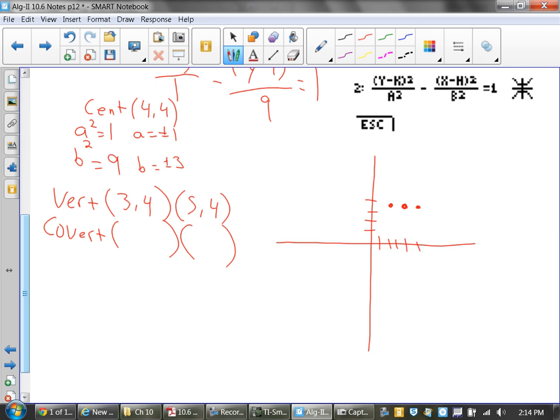Now that b value is the distance from the center to whatever that is. Since this is a left and right one, from the center to move my b value, all I'm doing is changing the y value of the ordered pair. So I'm going to add 3 to this, and subtract 3. So I'm at (4, 7) and (4, 1). Create your little rectangular box.